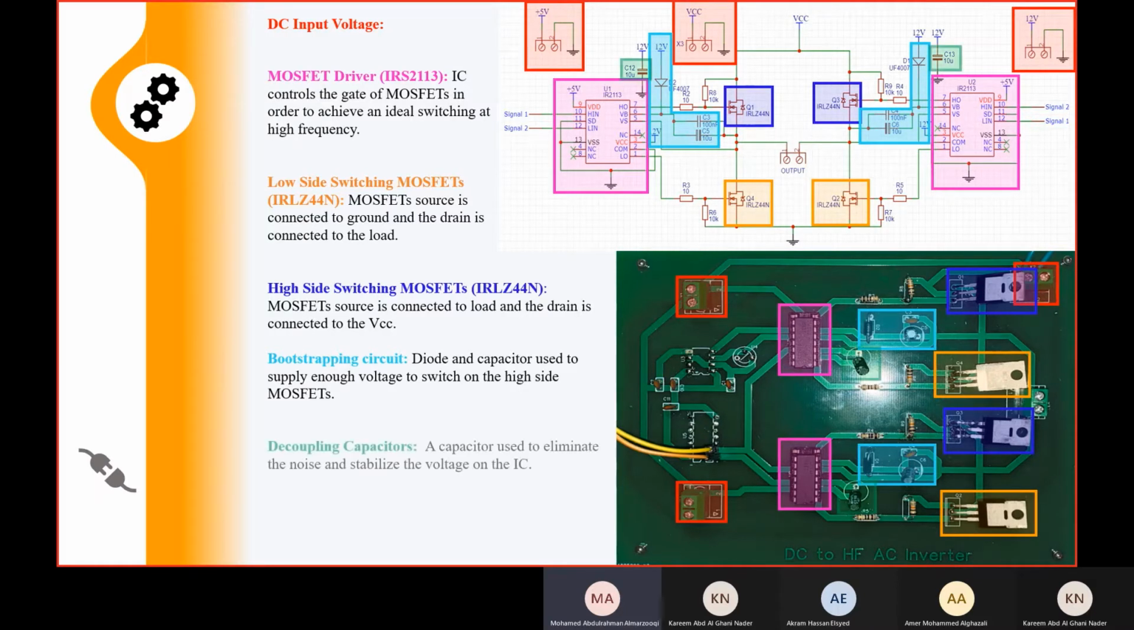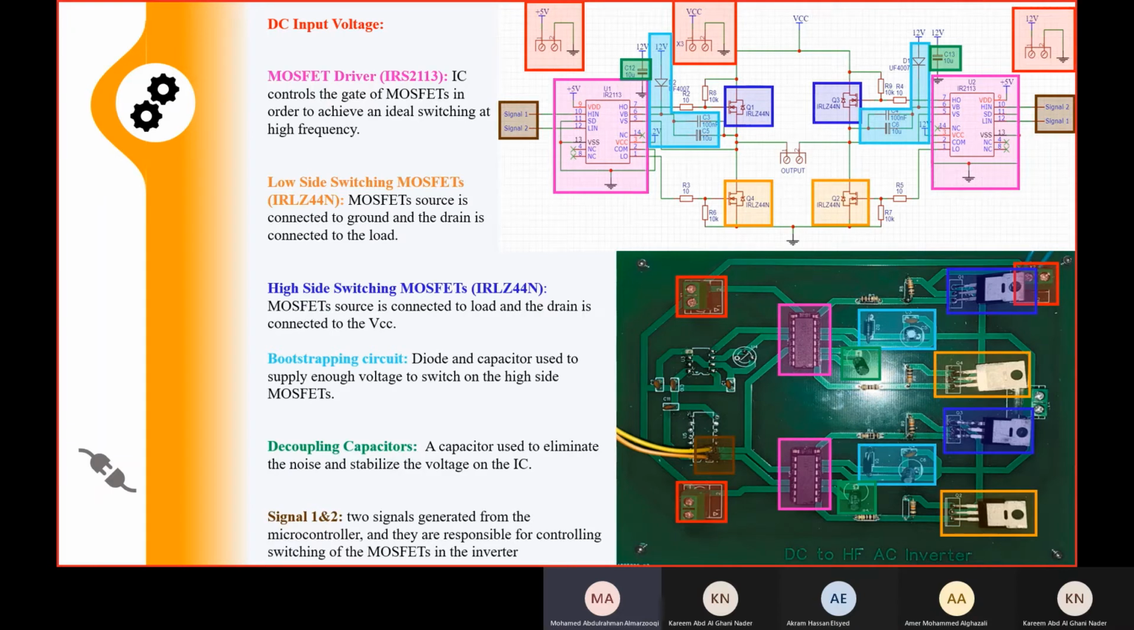Coming to the green color, which is the decoupling capacitor, the capacitor used to eliminate the noise and stabilize the voltage on the IC. And we have two signals generated from the microcontroller, and they are responsible for controlling the switching of the MOSFETs in the inverter.